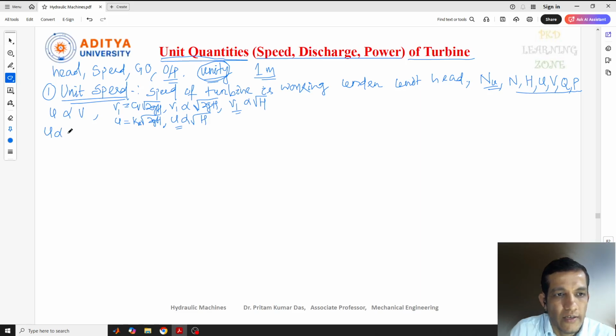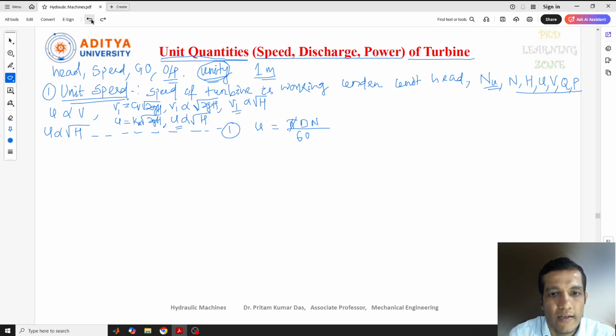So here what I'll mention is that u is directly proportional to root over h, and let me call this equation 1, suppose. Now the tangential velocity u, as I told you, we can write as u equal to, we know the formula, pi dn by 60. Now if you see this equation, pi is constant, 60 is constant, and actually the diameter is constant, not n. So you can take this constant value out.